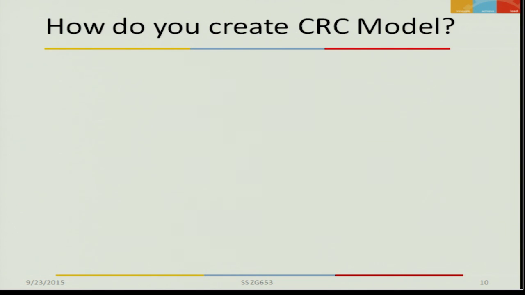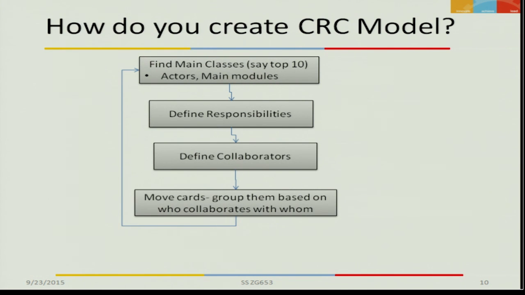How do you create a CRC model? These are the steps. You basically find the main classes, the top 10 classes, actors, main modules, define their responsibilities. Once you define the responsibility, for each responsibility you think how it can be implemented, and then that will basically give you a clue that whether you need some collaborator. And then once you are done, then one iteration is over.